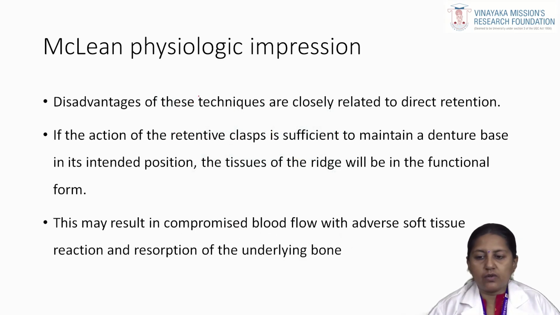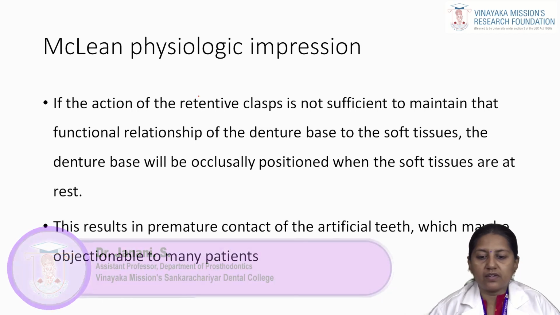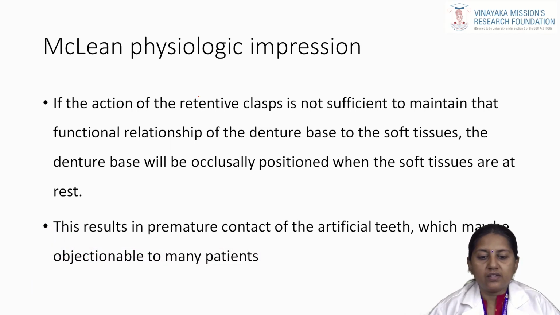Disadvantages of these techniques are closely related to the direct retention. If the action of the retentive clasps is sufficient to maintain a denture base in its intended position, the tissues of the ridge will be in the functional form. This may result in compromised blood flow with adverse soft tissue reaction and resorption of the underlying bone. If the action of the retentive clasp is not sufficient to maintain the functional relationship of the denture base to the soft tissues, the denture base will be occlusally positioned when the soft tissues are at rest. This results in premature contact of the artificial teeth, which may be objectionable to many patients.